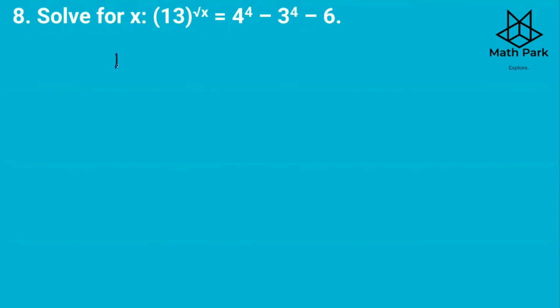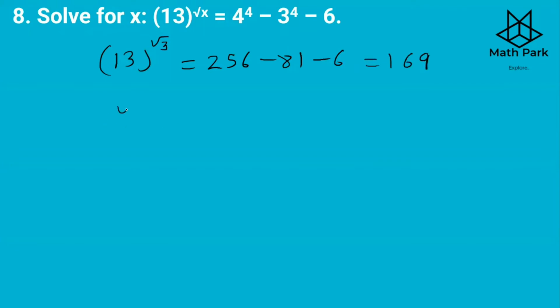Okay. So let us simplify this, put the values of 4 raised to 4 and all. So we will keep 13 raised to root x as it is. 4 raised to 4 is 256 and 3 raised to 4 is 81, minus 6. 256 minus 81 minus 6, we get 87. 256 minus 87, we are getting 169.